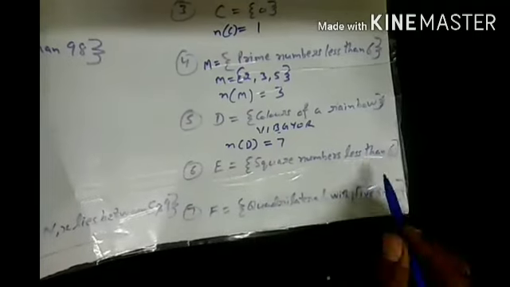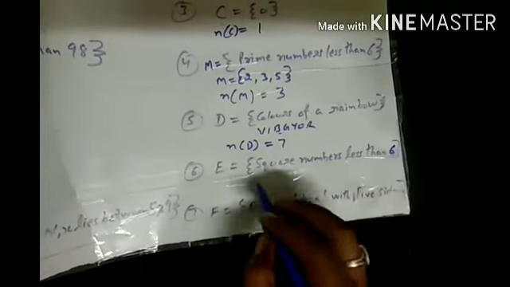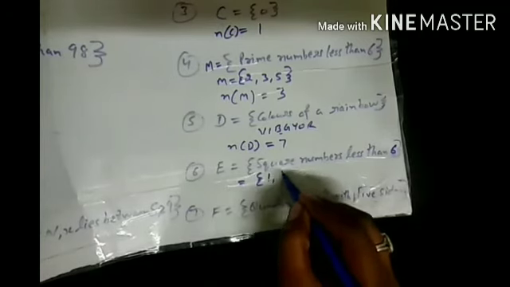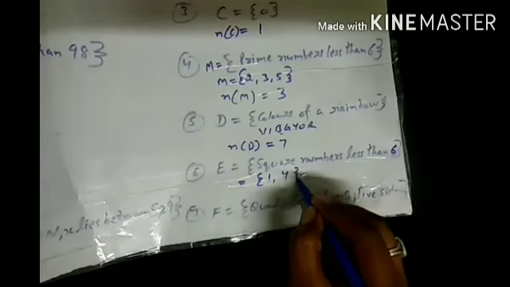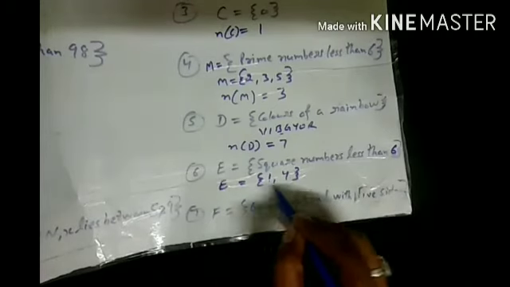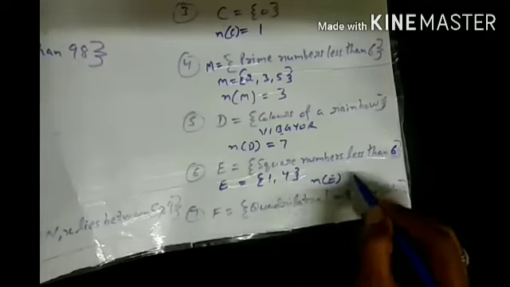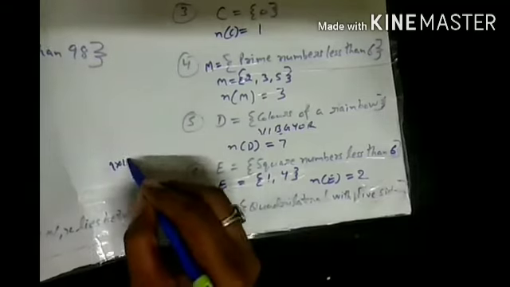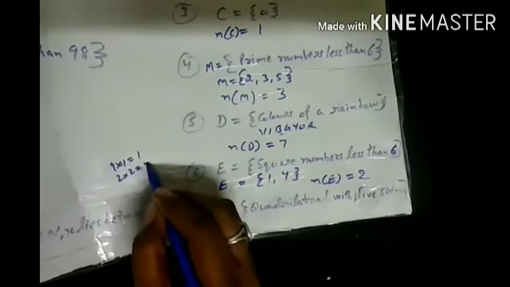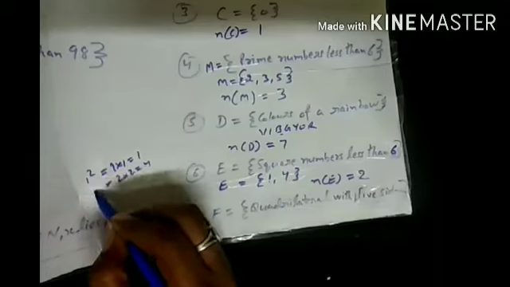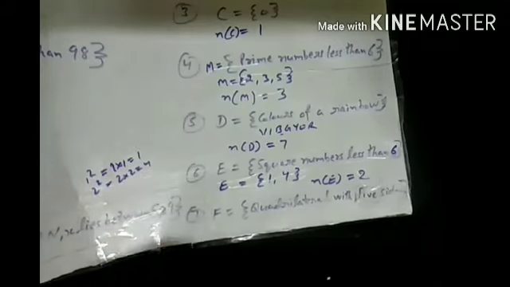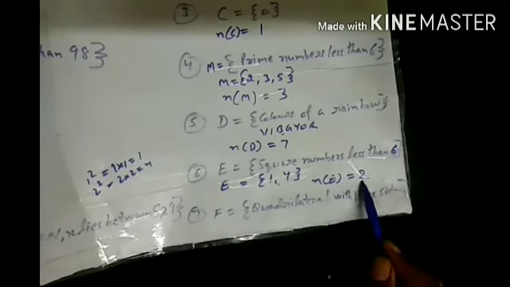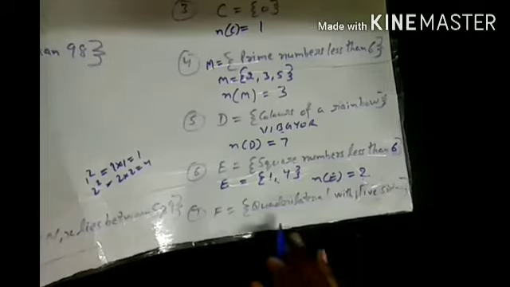E, square number less than 6. How many square numbers are there that are less than 6? The first number is 1, after that 4, and after that no one. Okay, so number of elements in the set E is 2. Square number, because if you write 1 multiply 1, that is 1. If you write 2 multiply 2, that is 4. It can be written as 1 square and 2 square. So I can reach this answer directly and write the cardinality of the set E.